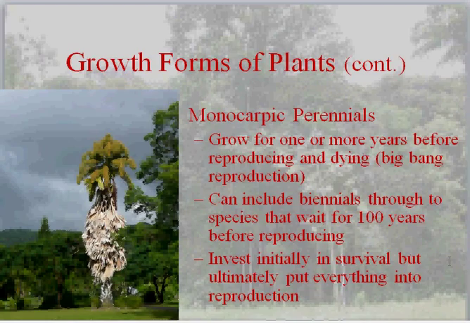These species live for more than 1 year. They can include biennials, which live for 2 years, or they can include species which wait for 100 years before reproducing. They invest initially in survival, but ultimately they put everything into reproduction. An example of that we have on campus. This is a talipot palm. It is a good example of a monocarpic perennial.